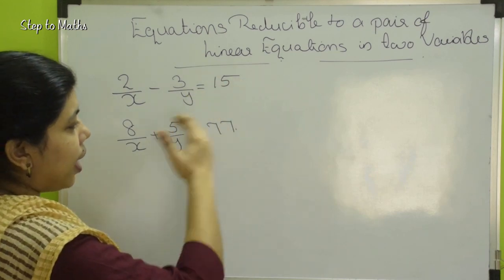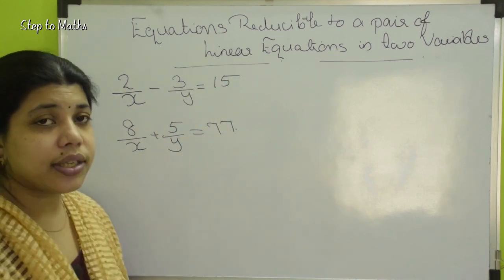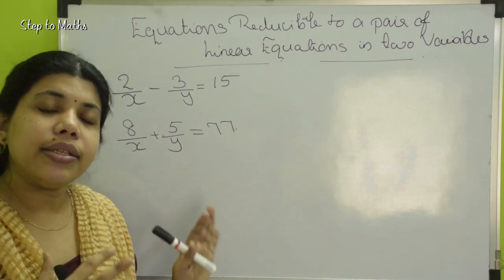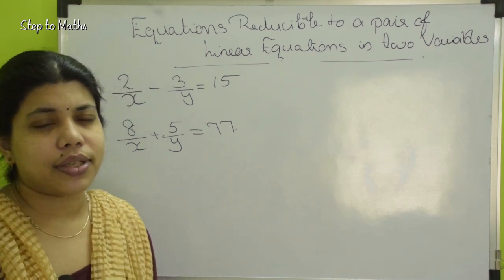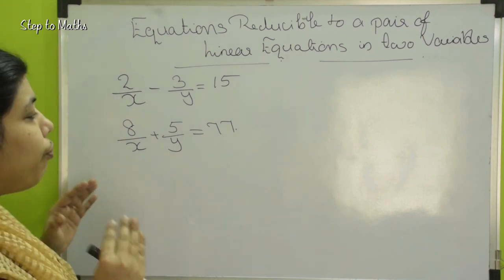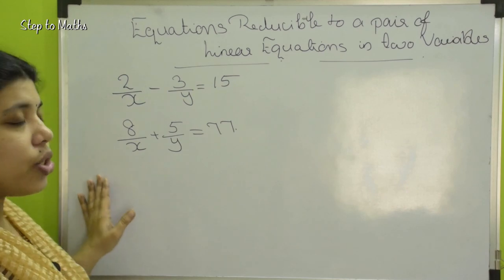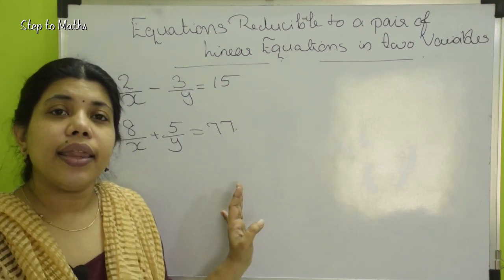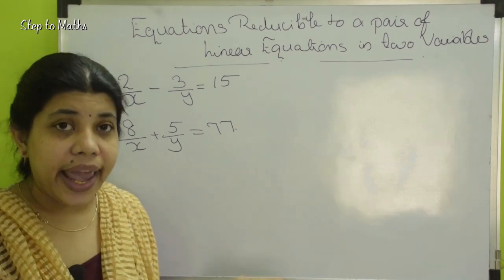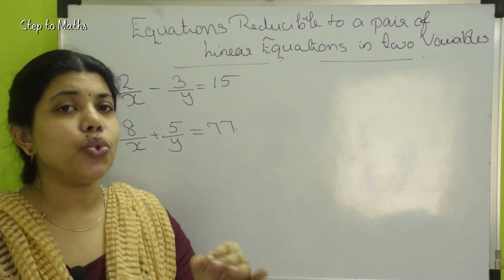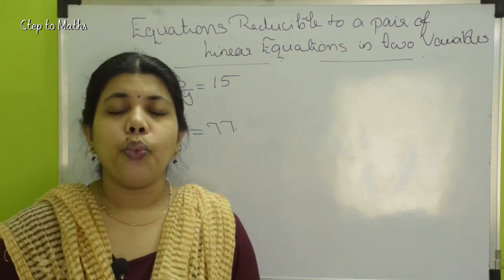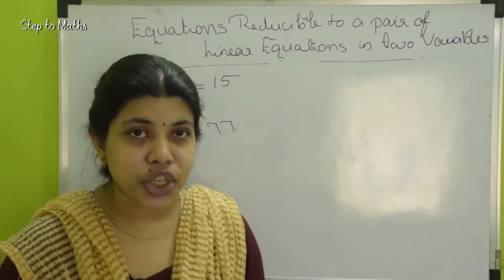Here two equations are given. They have two variables x and y, and the highest power of these variables is 1. That means these two equations are linear equations. How can we solve these linear equations? For that, first we have to rearrange these given equations in the general form of a linear equation in two variables, that is ax plus by plus c is equal to 0. In this type of problem, we have to perform some substitutions.